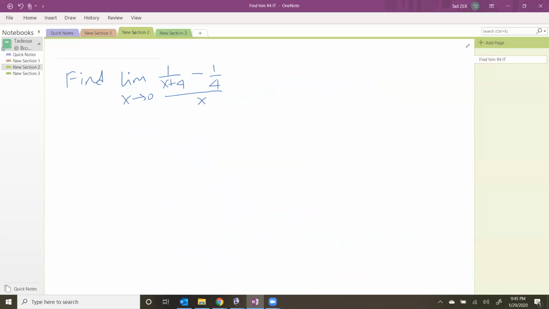Let's see another example. This is finding the limit of a complex fraction. A complex fraction means a fraction divided by another fraction. When it says complex, it doesn't mean complex numbers, it's just a name. Whenever you have a rational expression divided by another rational expression, we call it complex. So how do you find this limit? Of course, the first step will be to simplify the numerator. How do you simplify that? You find the least common denominator.